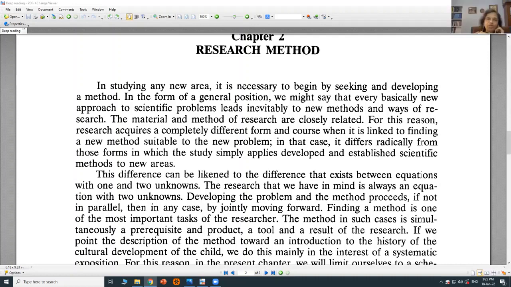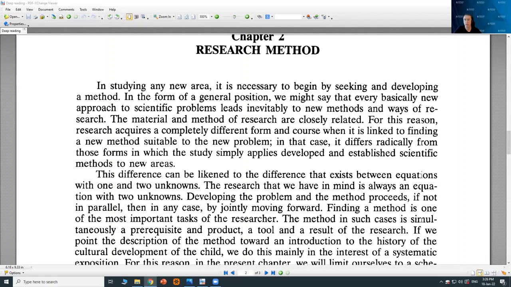This is in the form of a general position. That means generally, that's what he's saying. We might say that every basically new approach to scientific problems leads inevitably to new methods and new ways. So it's actually a continuation of the idea. He says it's necessary to begin, and then he says it's inevitable. So I think the stress here is, like John said, that it's very strong, stronger than "should", that it's inevitable. That's what is being stressed in the sentence for new methods. Yes. Okay, thank you, Tara.